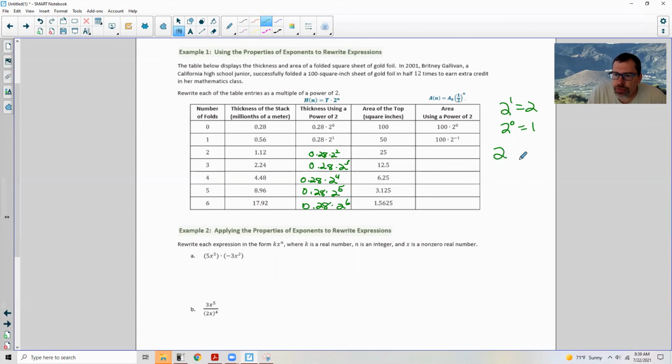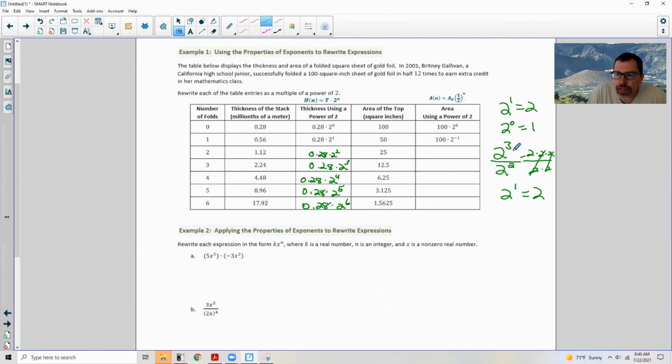Let's just say I had 2 cubed and I divide it by 2 squared. Well, that equals 2 times 2 times 2 over 2 times 2. And these 2's cancel, these 2's cancel. And we're left with just simply 2. And that is 2 to the 1, which equals 2.